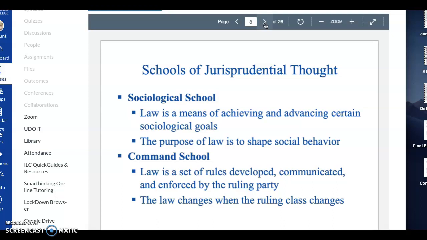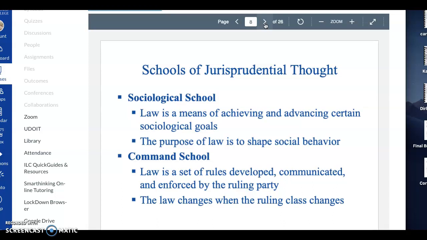Sociological, obviously, the study of behavior, human interactions, means achieving and advancing certain sociological goals. The purpose of law is to shape social behavior. We want to make things legal or illegal to make sure people's behavior follows that. So drinking and driving would be a good example. We want to discourage that social behavior. And then command school. So this is a law in which a set of rules developed, communicated, and is enforced by ruling parties.